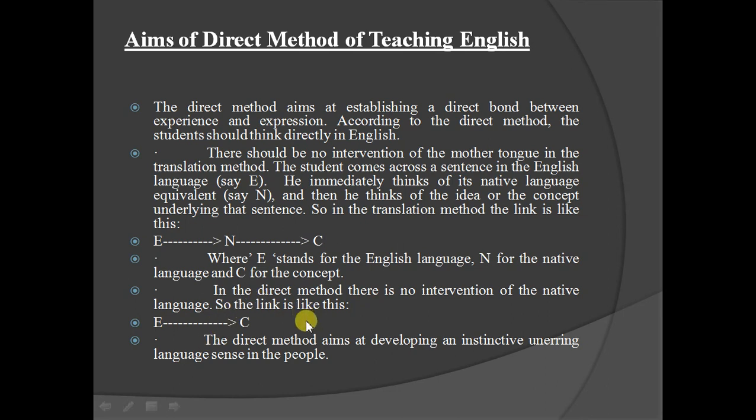The direct method aims at developing an instinctive, unerring language sense in the people. So this method aims at developing an unmistakable language sense in the people. So it aims at developing the capability of a student that he should be able to think in the target language and then express himself in the target language without any intervention of the mother tongue.